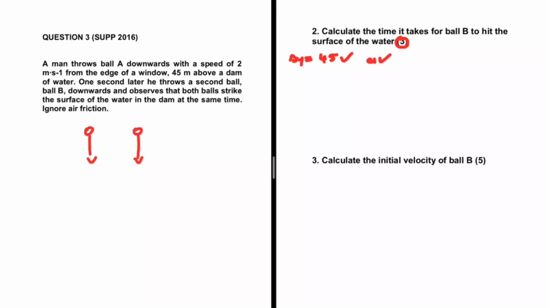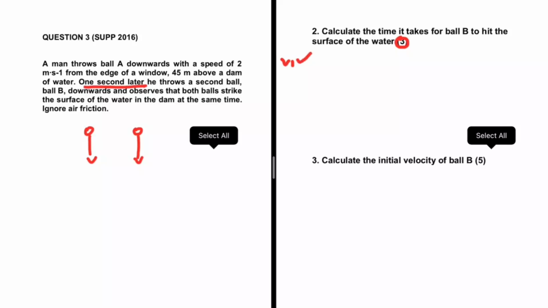We need a third variable in order for us to be able to find the time taken for ball B to hit the surface of the water. So you cannot use ball B to find the time taken by ball B to hit the surface of the water. You actually have to use ball A by realizing that ball B is thrown 1 second later, but they strike the ground at the same time. Let me show you how we can use ball A. Using ball A, we have the initial velocity, which is 2 meters per second. Okay, we just calculated the VF above.